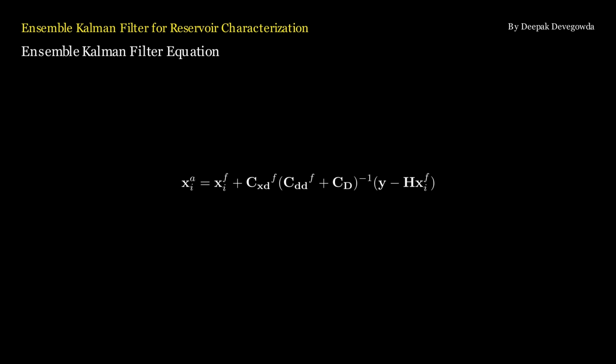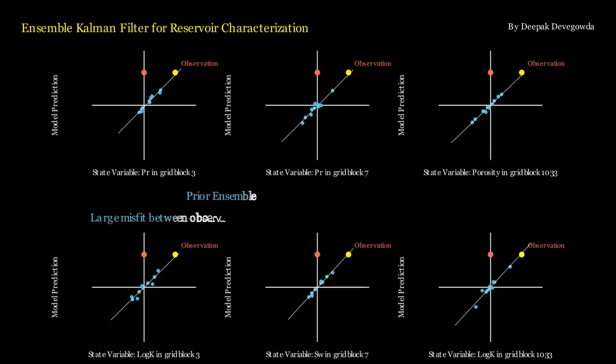And although we are not going to be taking a deep dive into the mathematics, the Kalman gain matrix essentially functions like the cross covariance between the state variables and the model predictions. So if you were to plot the model predictions versus any given state variable, in this example I'm just showing you some arbitrary pressure value in grid block 3 for each one of the ensemble members, you can see that there is some relationship between the model predictions and the ensemble member state variable values.